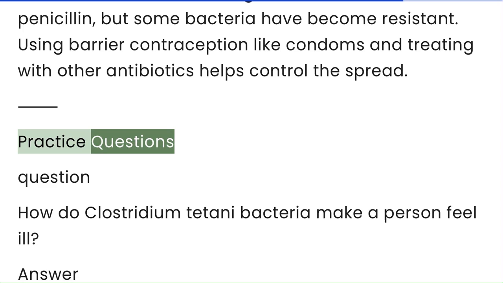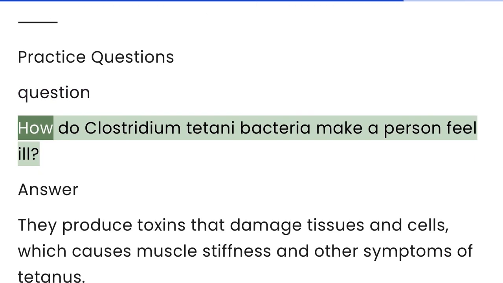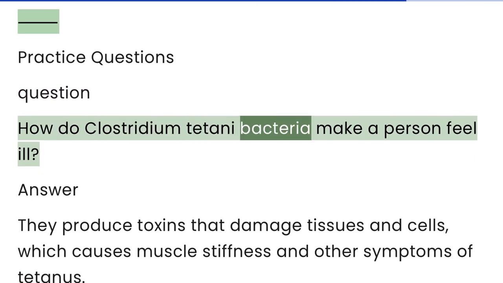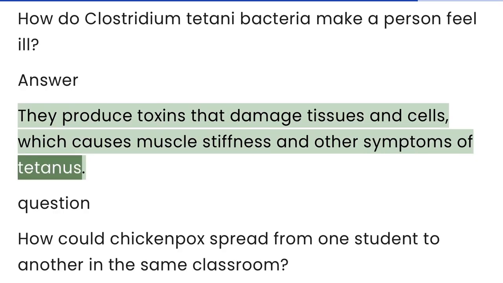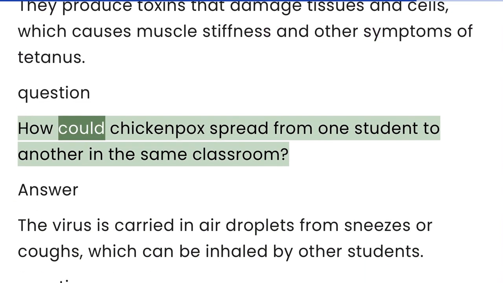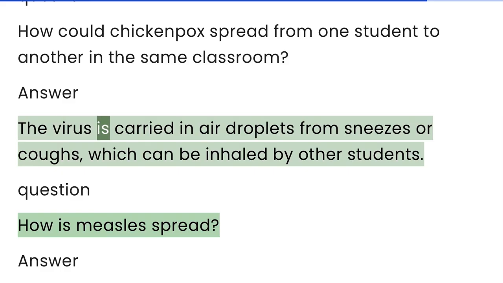Practice questions. Question: how do Clostridium tetani bacteria make a person feel ill? They produce toxins that damage tissues and cells, which causes muscle stiffness and other symptoms of tetanus. Question: how could chickenpox spread from one student to another in the same classroom? The virus is carried in air droplets from sneezes or coughs, which can be inhaled by other students.